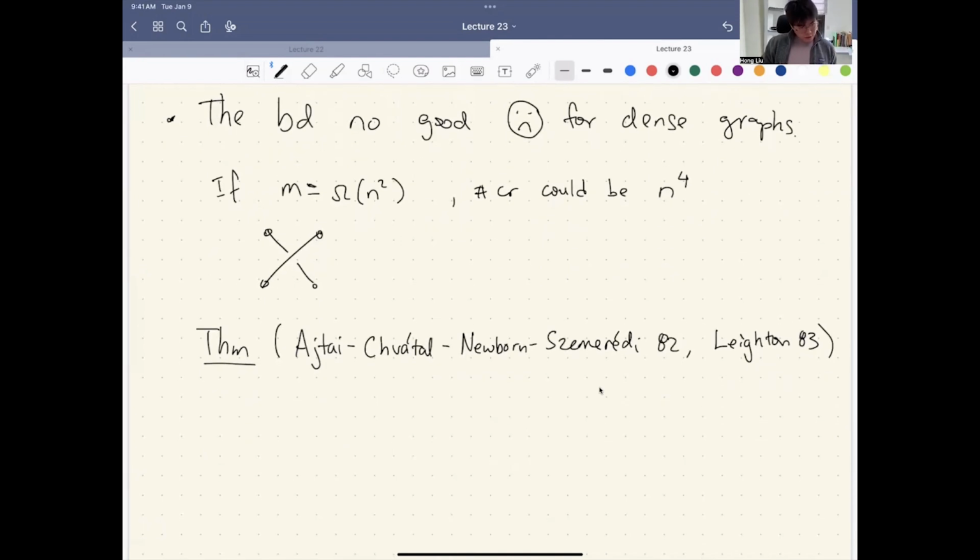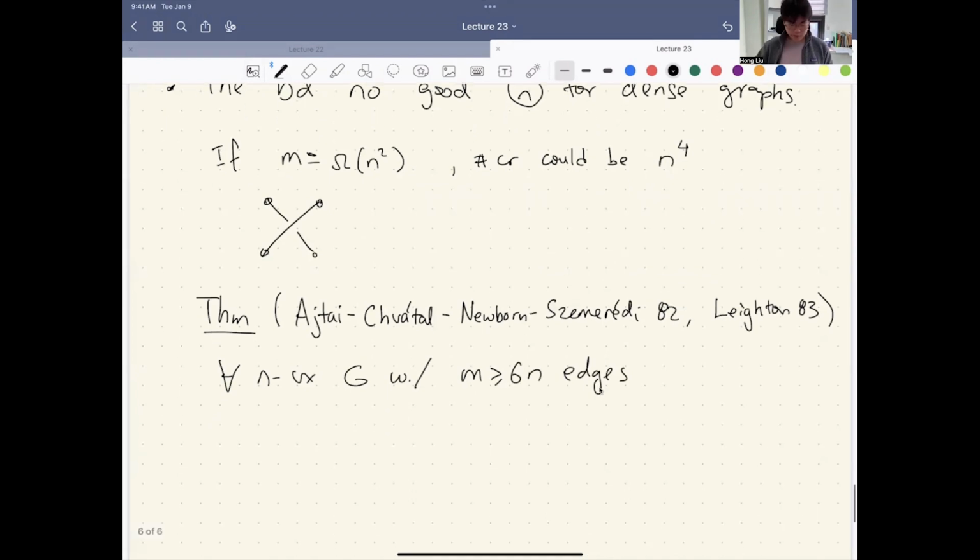They prove that for any n vertex graph G with m edges, let's say m is at least 6n, it's sufficiently dense, then the crossing number of G is at least m cubed over some constant, doesn't matter, let's say 100, n squared crossings.